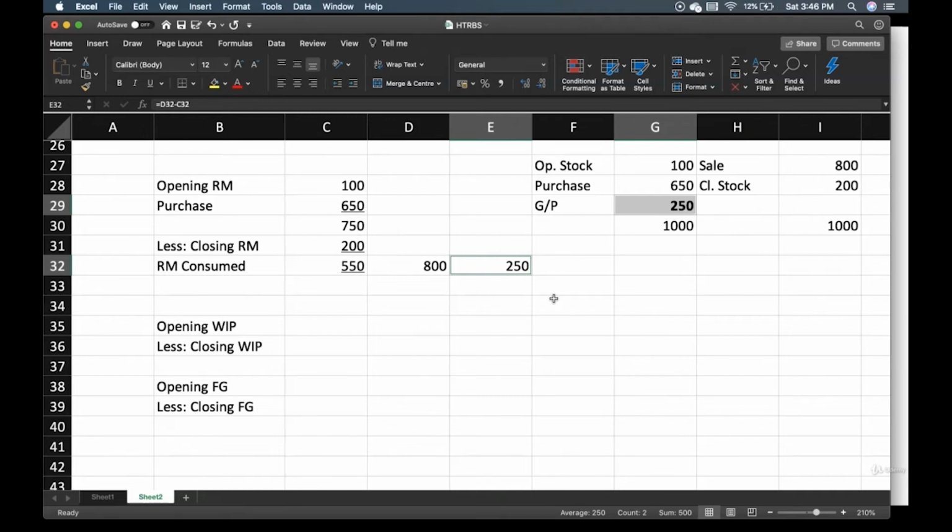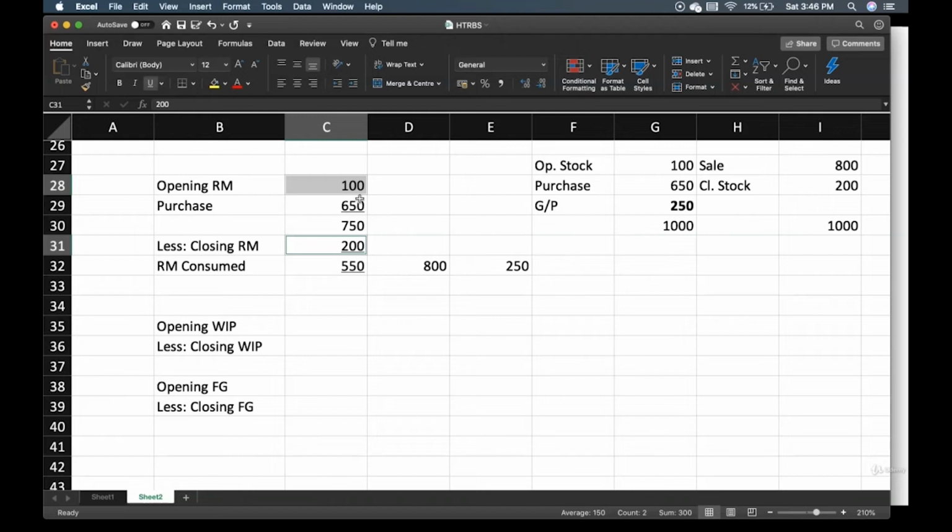So the message is, if you want to arrive at profit, you should compare your sales income only with consumption. And how do you arrive at consumption? You take opening stock, you add purchases, you deduct closing stock. So what is important is opening minus closing is very, very important.